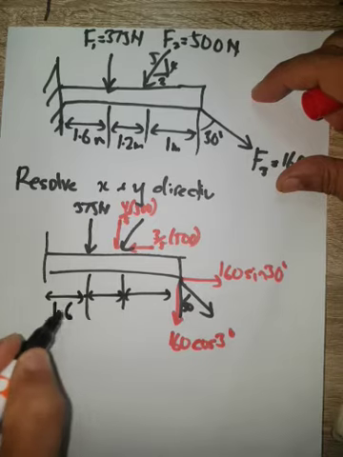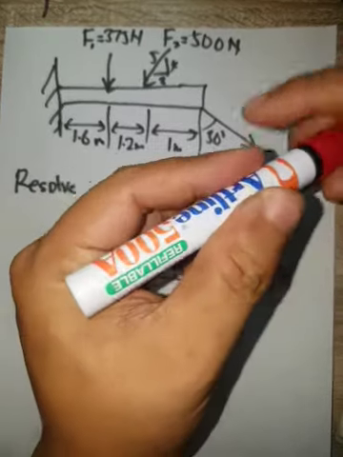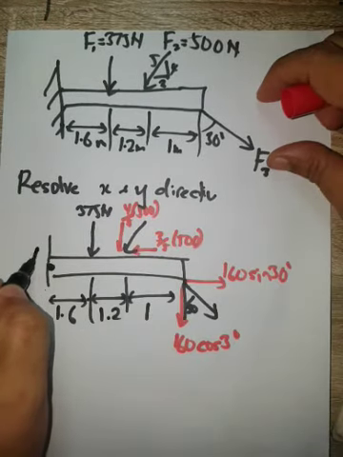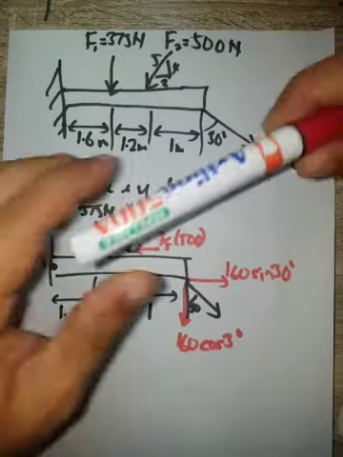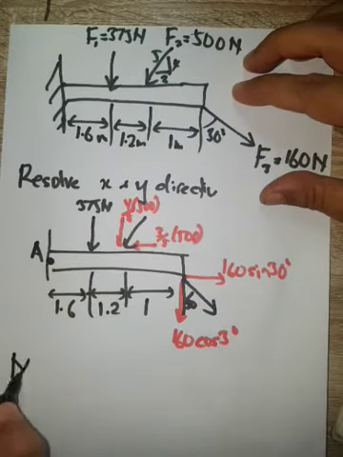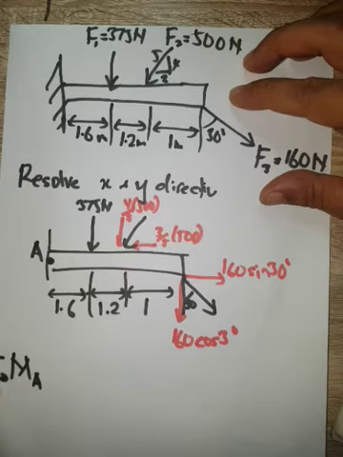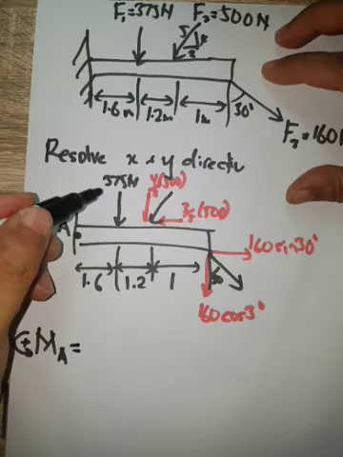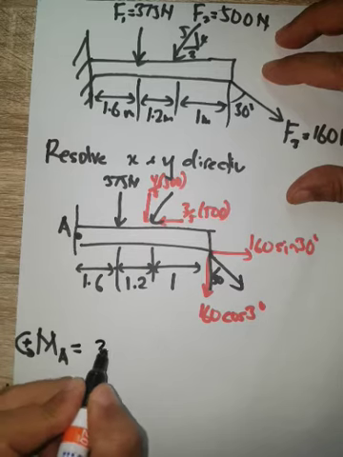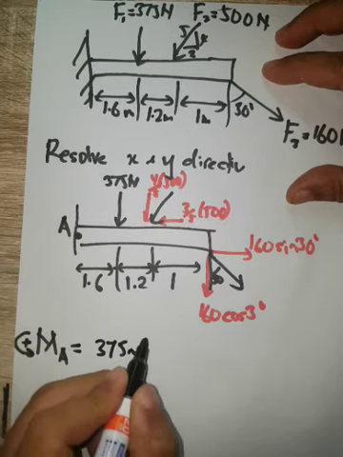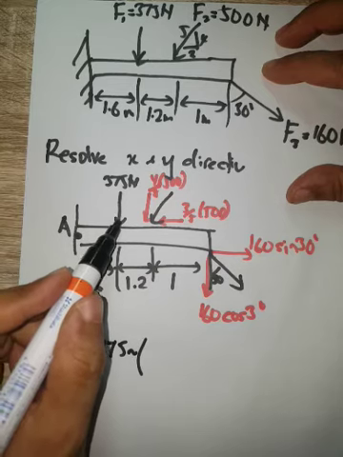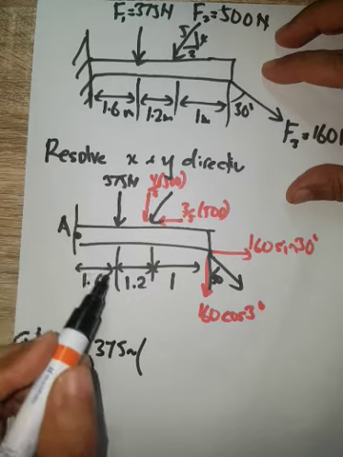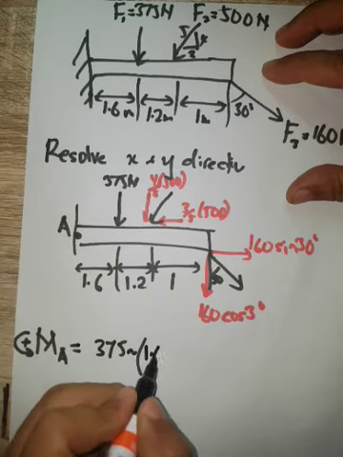Next, from these forces, we need to define the amount of moment acting on this beam at a point, let's say point A if the question asks. The moment at point A, if we take counterclockwise as positive, is equal to, taking one by one, first 375 Newton times the perpendicular distance between this force line and point A, which is 1.5 meters.